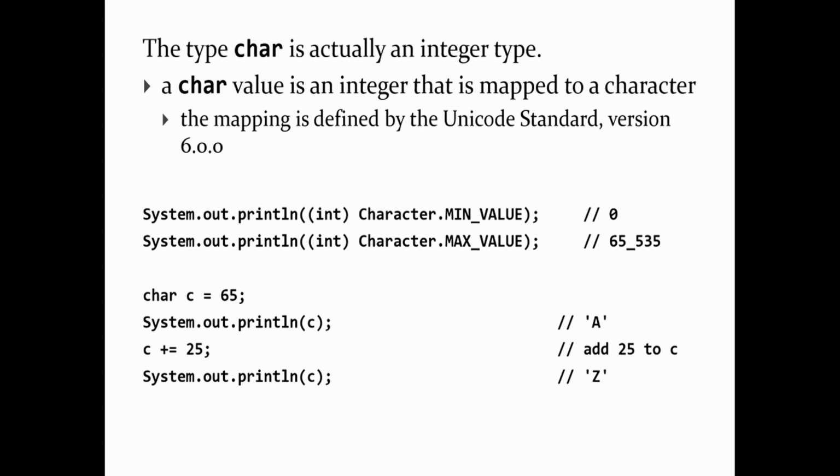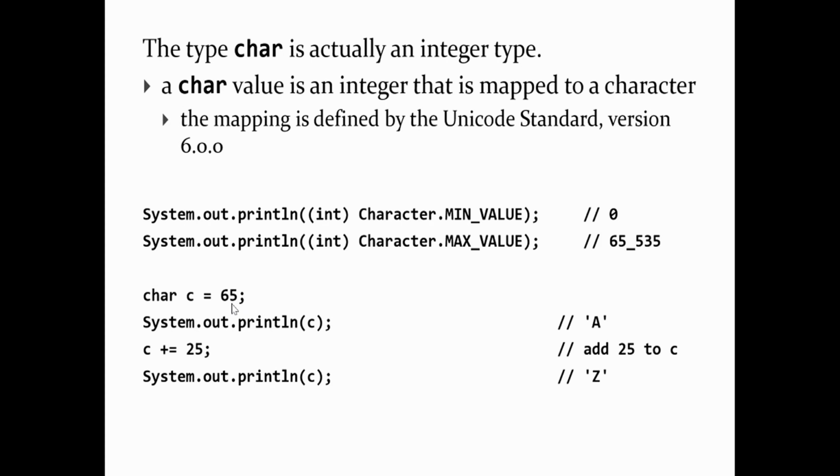Okay, so char is actually an integer type in Java. It's also an integer type in C and C++, and I believe C#. It looks like a letter or some other symbol, but it's actually an integer. The char value, the value that's stored in memory, is just some integer value. That integer value gets mapped to some symbol when you print it out.